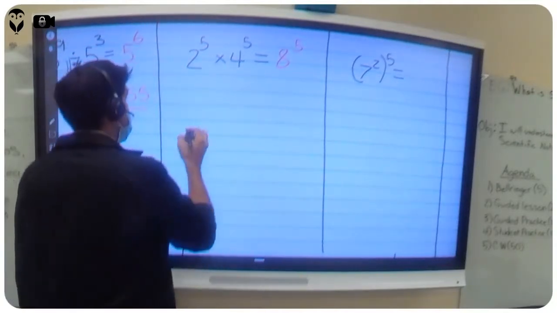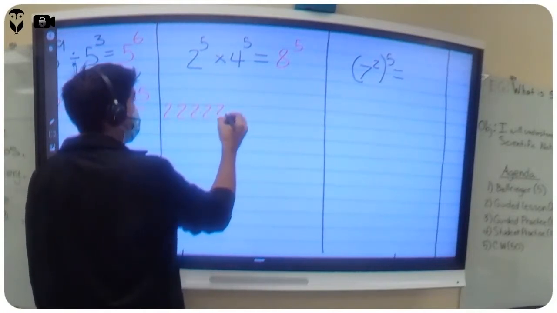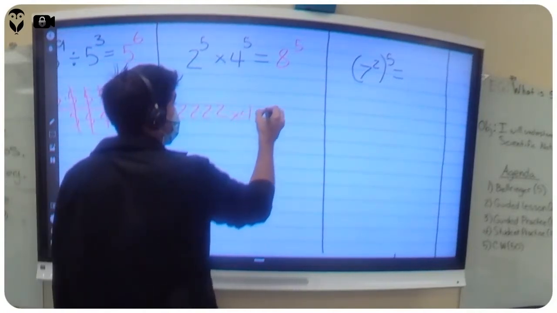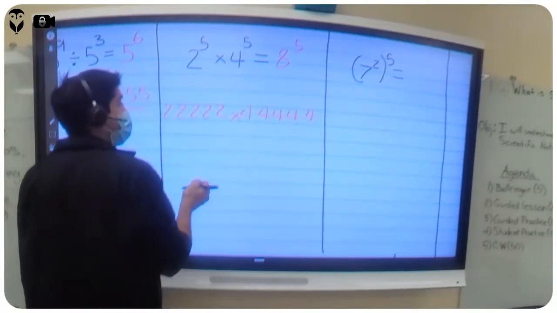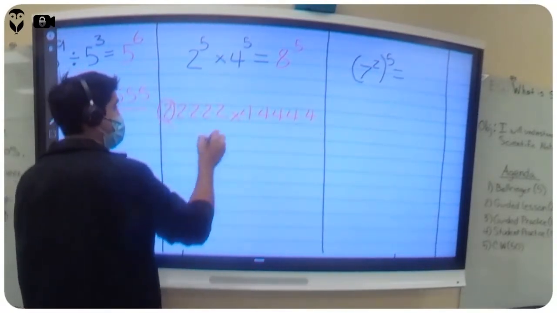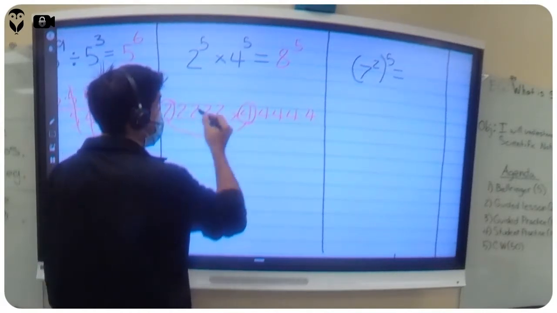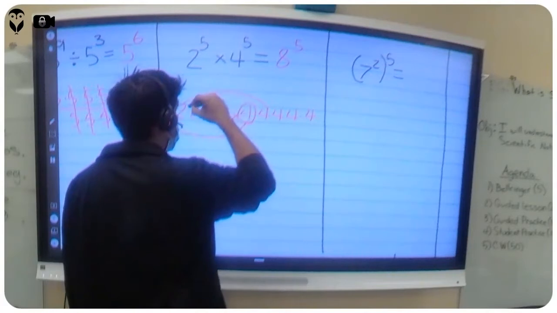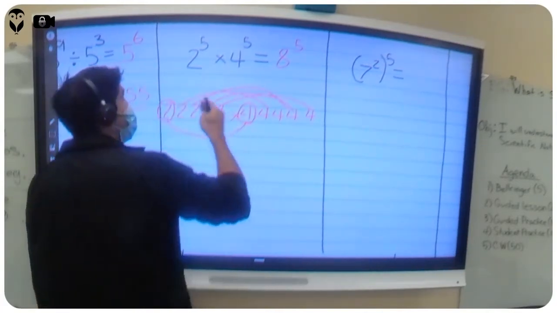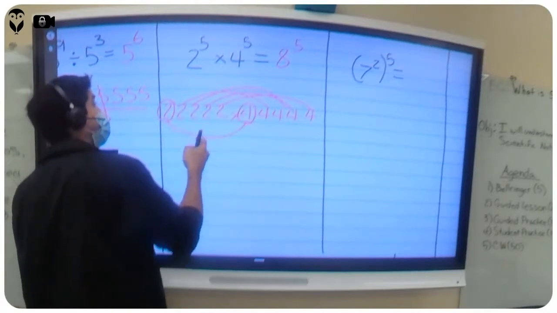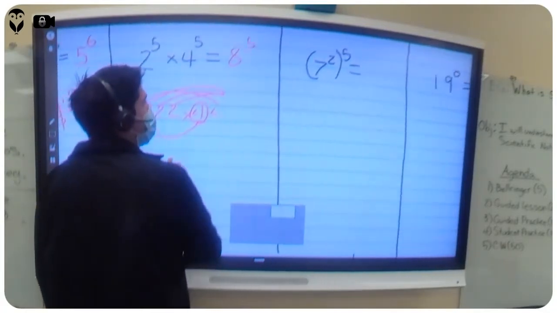Why is that? Because 2 times 4 is going to happen 5 times. So 2 times 4, this 2 times that 4, this 2 times that 4, this 2 times that 4. So that's going to happen 5 times. So 8 is going to happen 5 times. Okay, I don't have to erase this. I'm just going to keep on sliding.